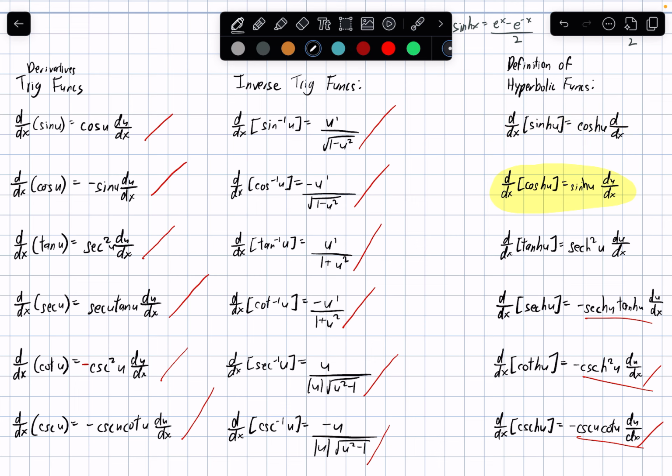Let me just fix my writing. This is supposed to be u. It looked like a y.